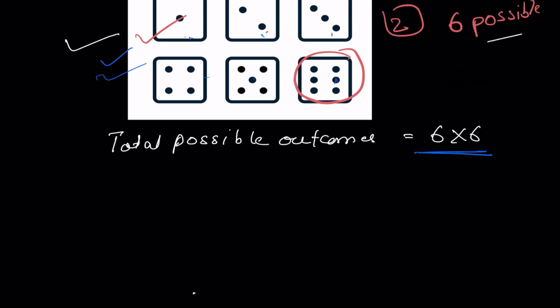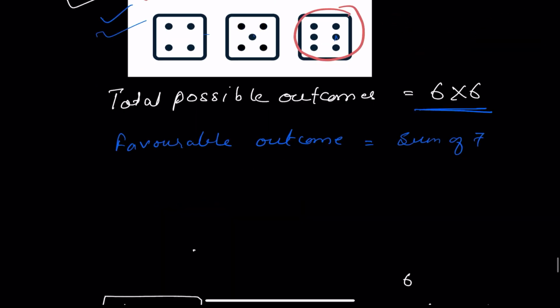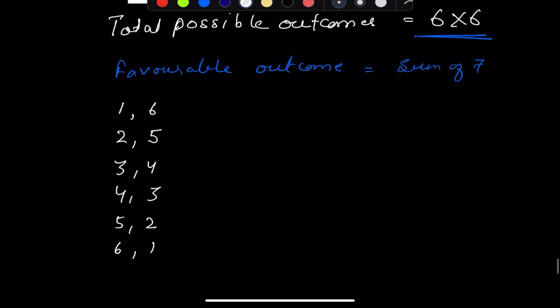Now we have to find our favorable outcome, that is the sum of 7. What we want is the sum of 7. Let's list them. So we can get 1 and 6, 2 and 5, 3 and 4, then 4 and 3, 5 and 2, and 6 and 1. So these are the 6 possible combinations that can give us a sum of 7.